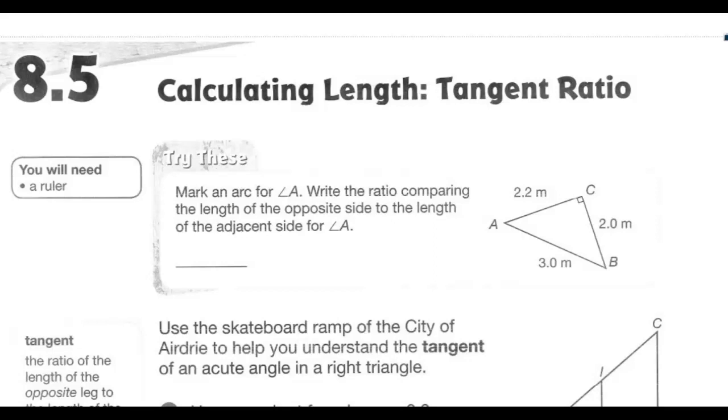Okay, so we're going to calculate some lengths using the tangent ratio now. There's three primary trig ratios: sine, cos, and tan. We've already done sine and cos, and now we're doing tan, or tangent.